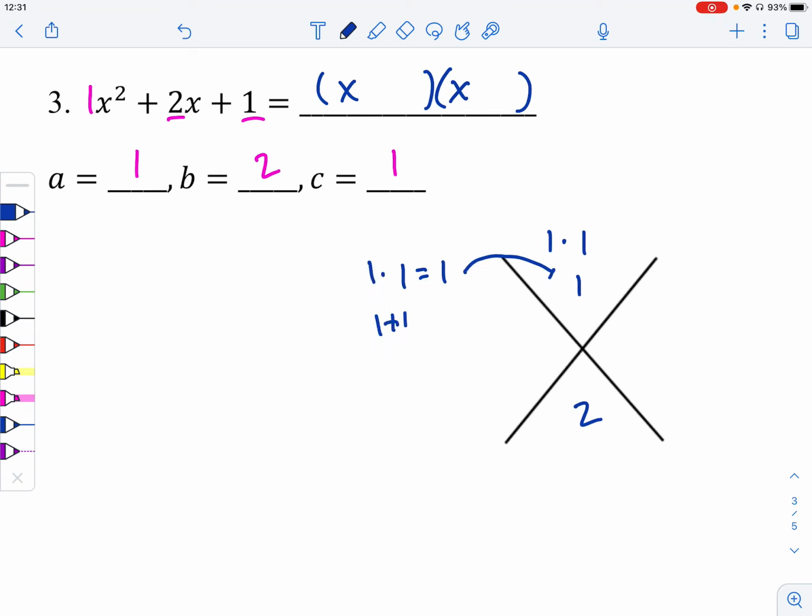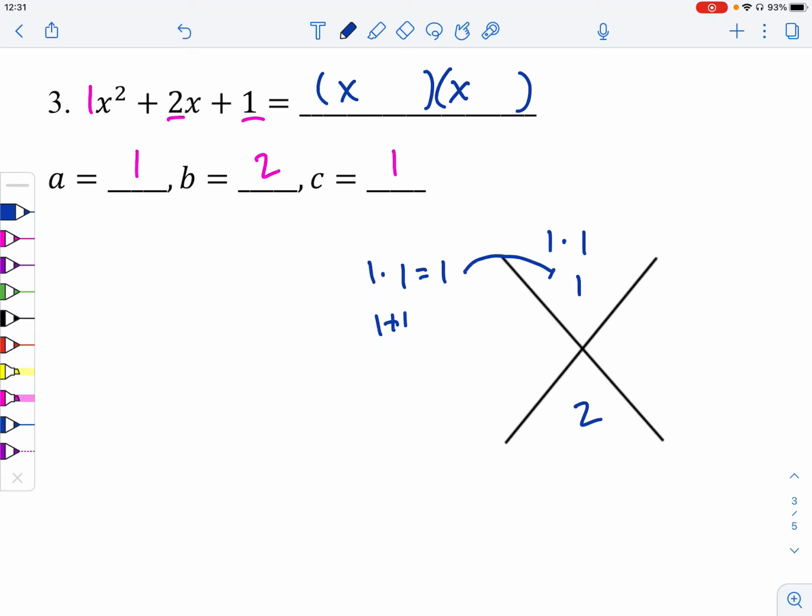All right, so our two numbers are going to be 1 and 1. That's the only combination that works, 1 and 1. So that's what we put in our solution right there. So that's our two numbers. So we just have positive 1, positive 1. And that's our factors, x plus 1 times x plus 1.